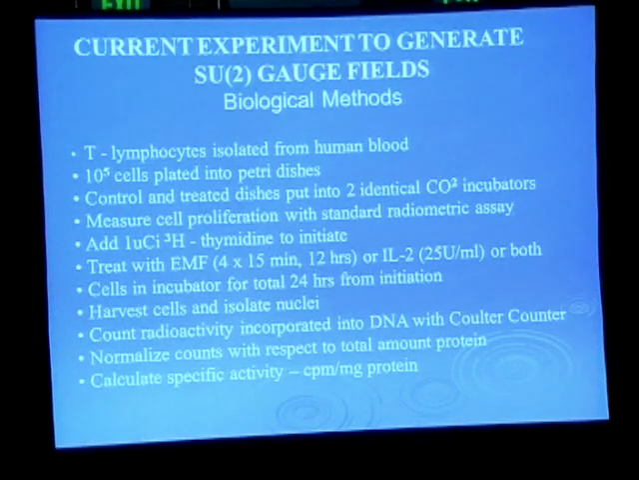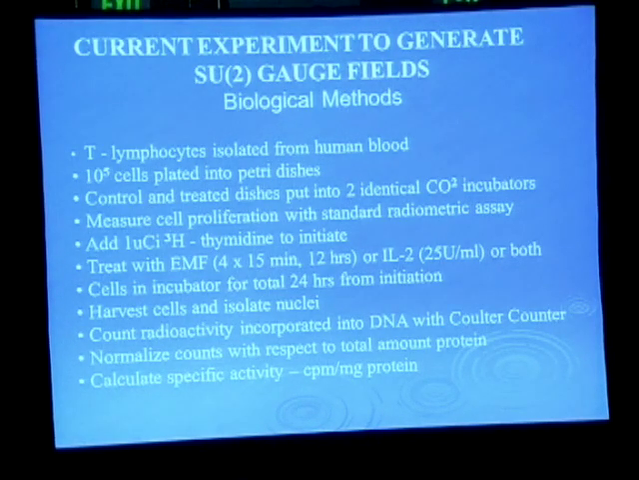They're grown in tissue culture, and they're isolated from human blood. You isolate the T lymphocytes from the other blood cells, and then you put them in a tissue culture dish. You treat them with radioactive thymidine, which gets incorporated into the DNA. It's a standard method for measuring cell growth.